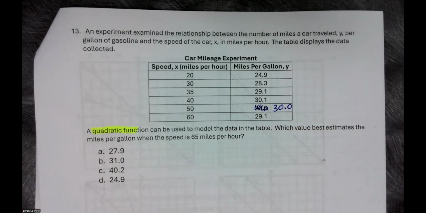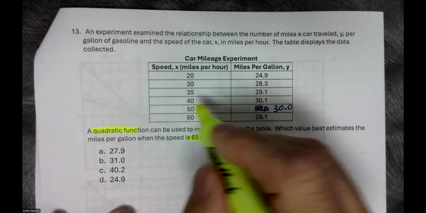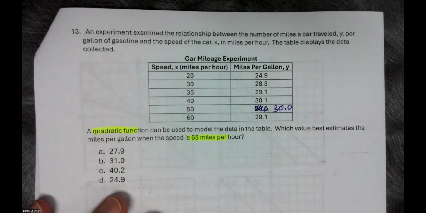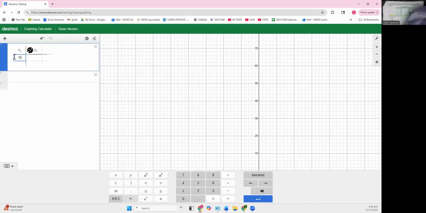Okay, so when I have this, I'm not even sure what to do. And another thing was, which value estimates 65 miles an hour? So I have a table. I know it's a quadratic. Because I know those things, I can go ahead and switch over to Desmos, which I'm about to do. And we're going to input that entire table, which will take a moment to do, but we'll do so. To do that, you're going to press the plus button, press table, and enter 20, enter 30, enter 35, enter 40, enter 50, enter, and 60, enter.